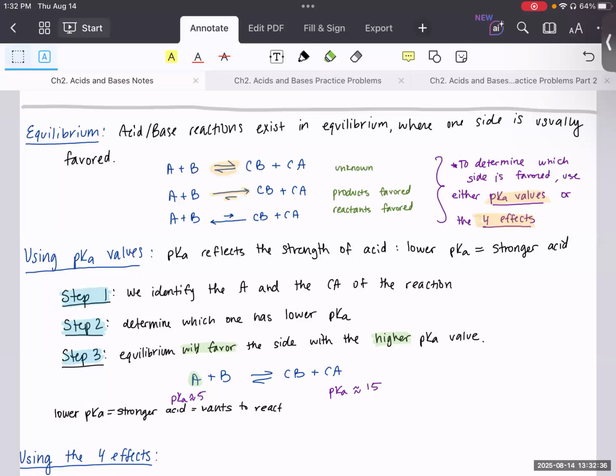In comparison to that, if you have the higher pKa, that means that you're weaker. That means you can't push the equilibrium in the other direction. You are weak, you stay in place. So you don't want to react. So it wants to react less. And that means it is favored. It wants to stay in that form. And so if we were to change these equilibrium arrows to show that, we would show that the equilibrium favors the side with the higher pKa value. And so we would draw a longer arrow going to the right.